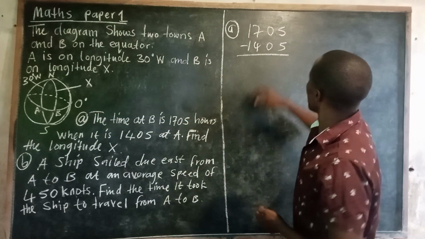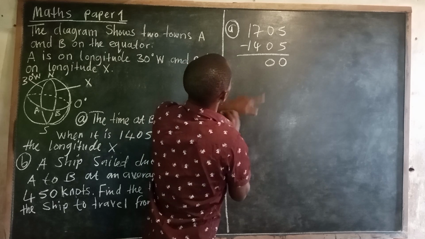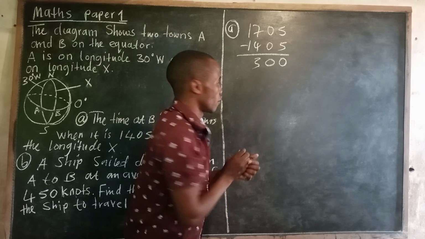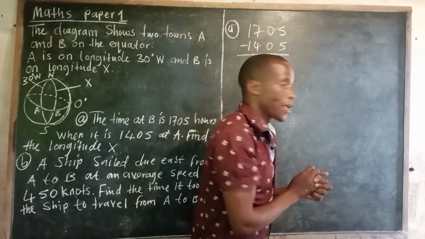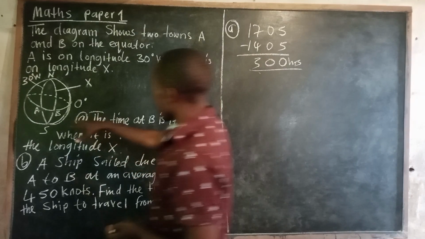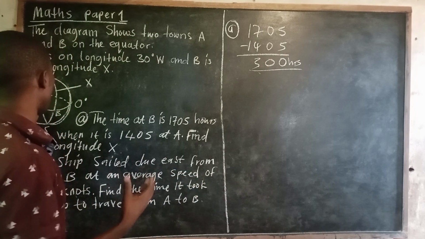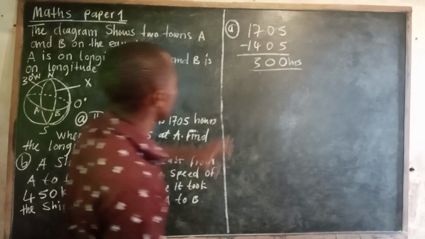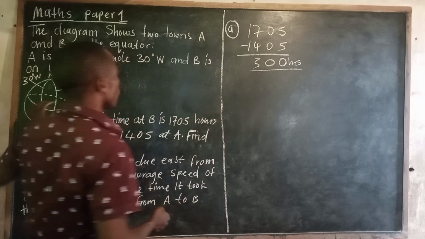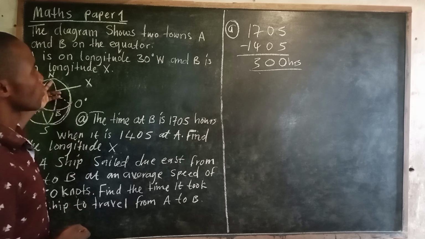The answer that we are going to get is our difference in time between point A and B. 5 minus 5 is 0. Then 0 minus 0 is 0. 7 minus 4 is 3. 1 minus 1 is 0. So we have 3 hours. 3 hours was the difference in time between town A and town B. Now that we know the hours between these two points, it's very easy to find the longitude X.